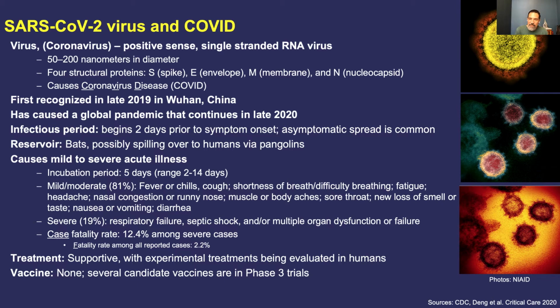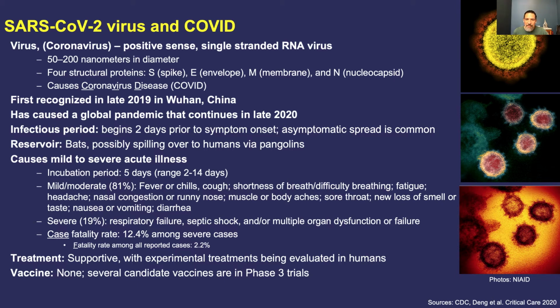Because of the highly infectious nature of SARS-CoV-2, the fact that it is a novel virus to which no one has immunity, and international travel, the emergence of SARS-CoV-2 quickly resulted in a pandemic, which continues to spread rapidly in many countries today. The infectious period begins 2 days prior to symptom onset, and asymptomatic spread is believed to be common. The reservoir for SARS-CoV-2 is bats, with the virus possibly spilling over to humans via another mammalian species, pangolins. The incubation period for SARS-CoV-2 or COVID disease is about 5 days with a range of 2 to 14 days.